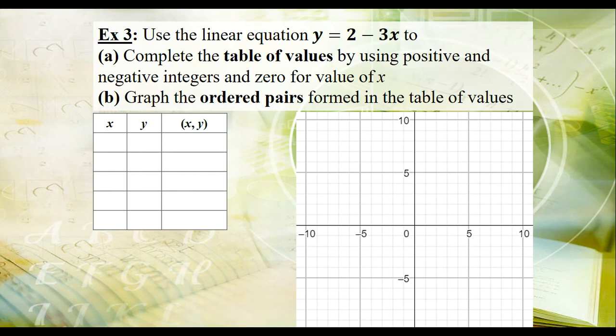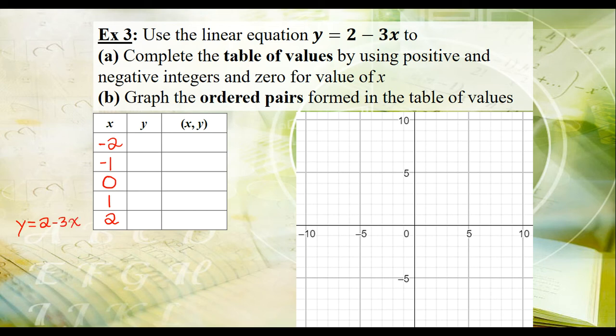So in the middle of the table, I'm going to pick 0. And then basically from 0, we can just go up and down by 1 in each direction. So here we can go to +1 and then +2. And then here we can go to -1 and we can go to -2. And then what I want to do is I want to evaluate this. So y is equal to 2 minus 3 times x, and I'm going to do it for these 5 values of x.